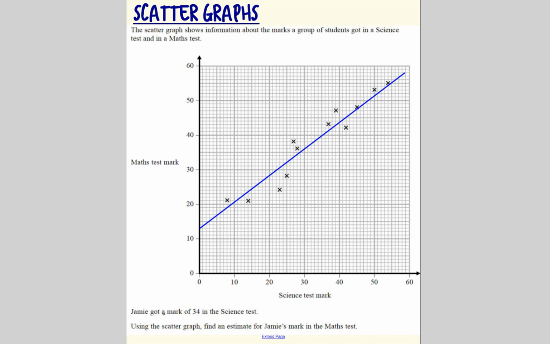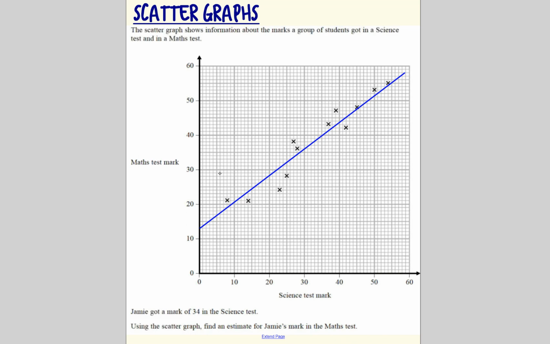However, what I'm more interested in looking at here is this sort of follow-up question. Jamie got a mark of 34 in the science test. Use the scatter graph to find an estimate for Jamie's maths test. The line of best fit here is really important. This question hasn't asked you to draw one, but if you don't, there is a very, very small range of answers that they'll accept. If you've drawn a line of best fit and you use it, it doesn't really matter what your answer is. You will get the marks, as long as it's done correctly from your line.